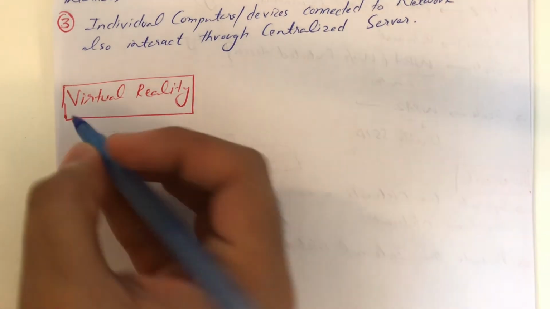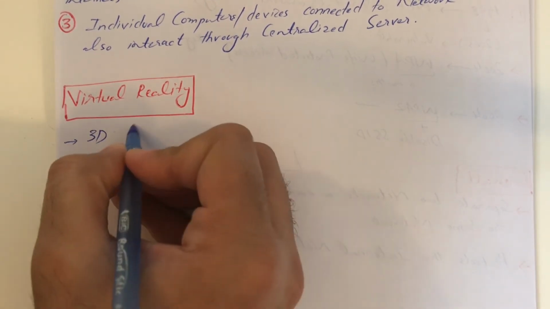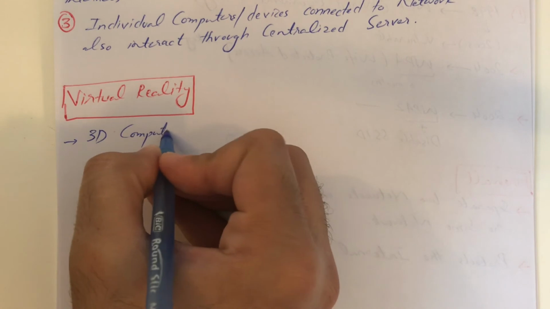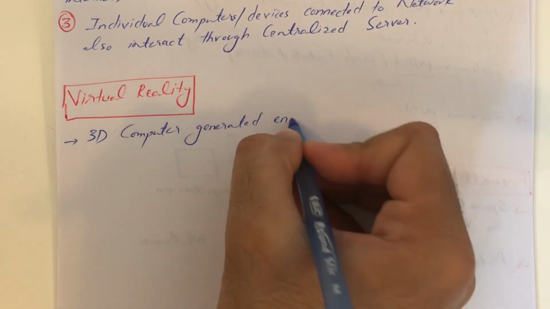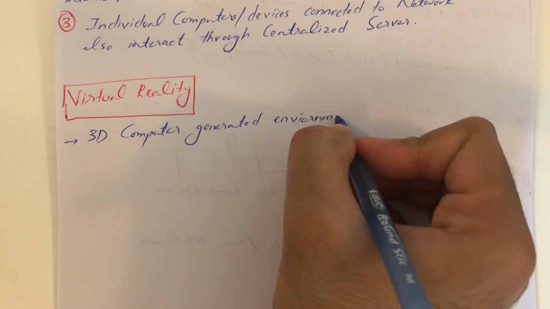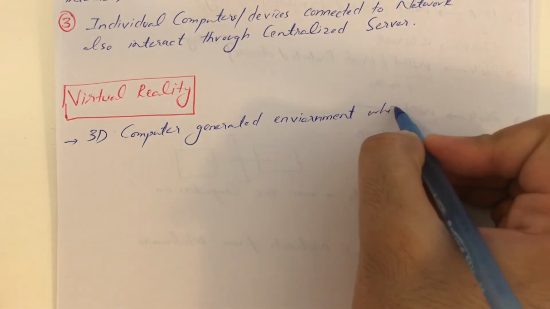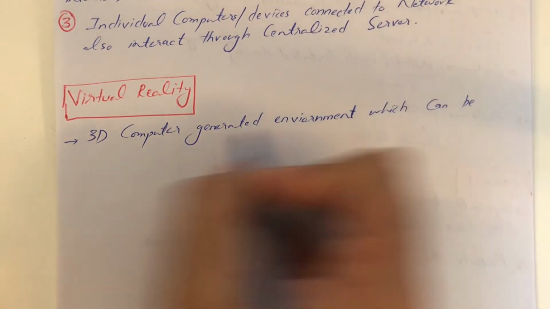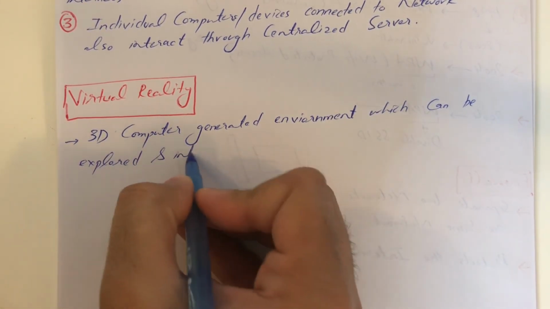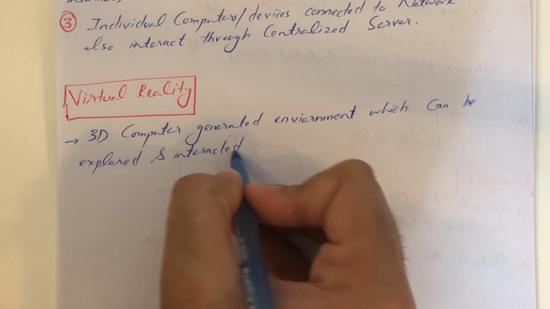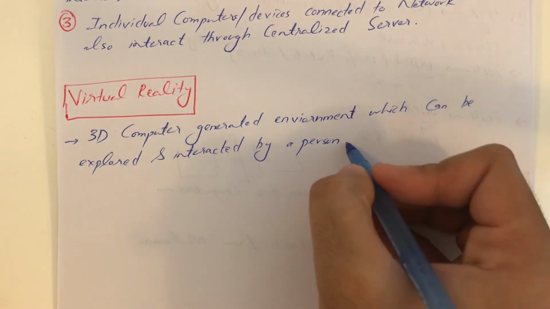So the definition of virtual reality is a 3D computer-generated environment. It's a completely 3D and completely computerized environment which can be explored and interacted with by a person. So a person can actually interact with other persons.